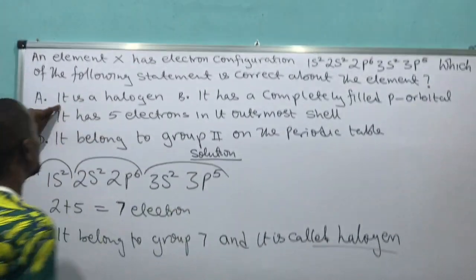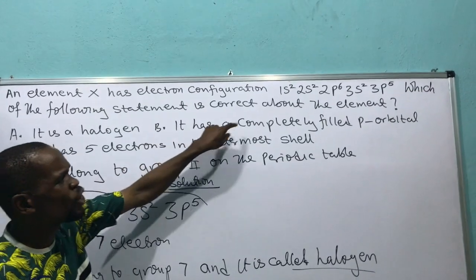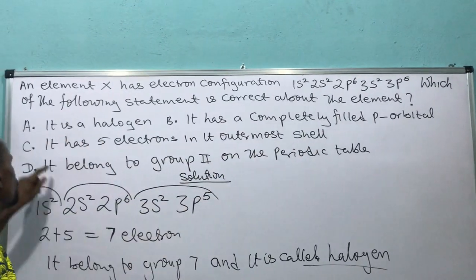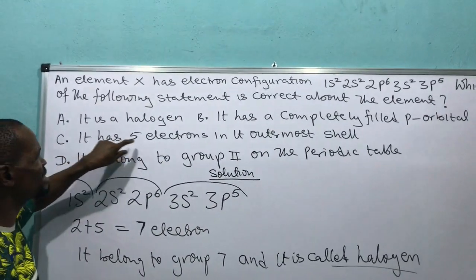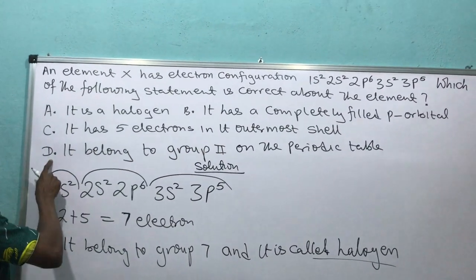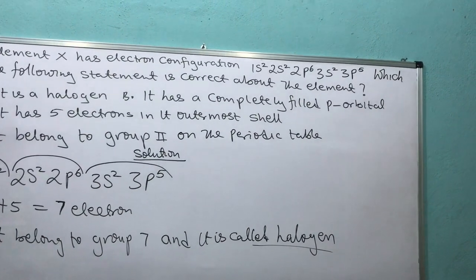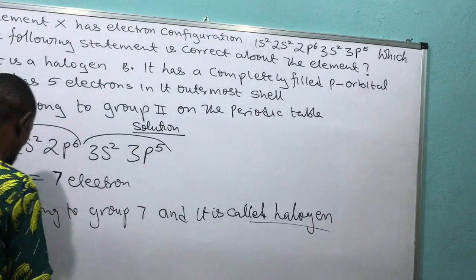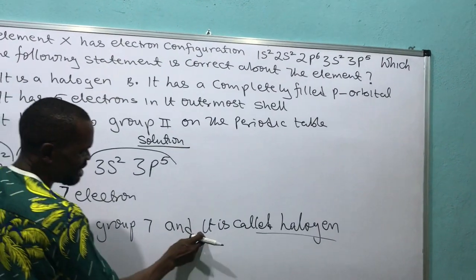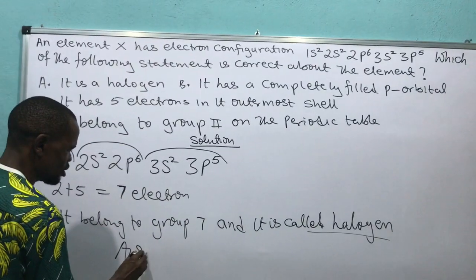Option A, it is a halogen. Option B, it has a completely filled p orbital. Option C, it has 5 electrons in its outer shell. D said it belongs to group 2 on the periodic table. No, the answer is that it belongs to group 7, and group 7 is a halogen. My answer is option A.